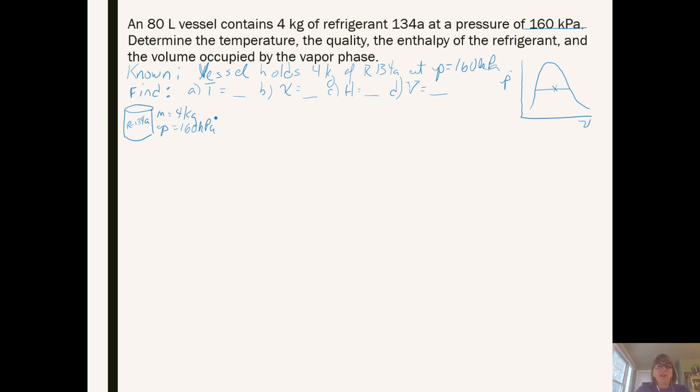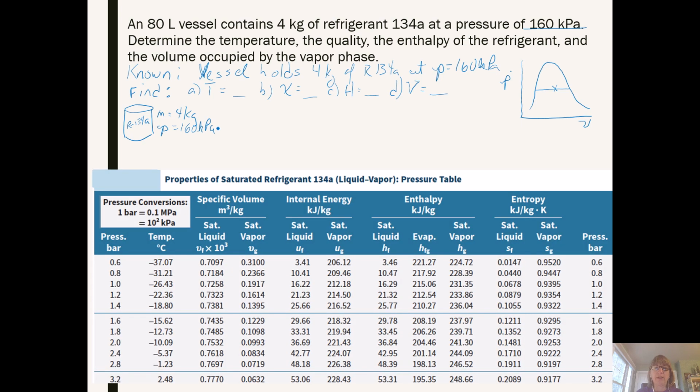So if we're looking for A, we have a temperature. And again, when we're in that liquid vapor region, pressure and temperature are dependent on one another. So once we find the pressure on our liquid vapor table, we can find the temperature.